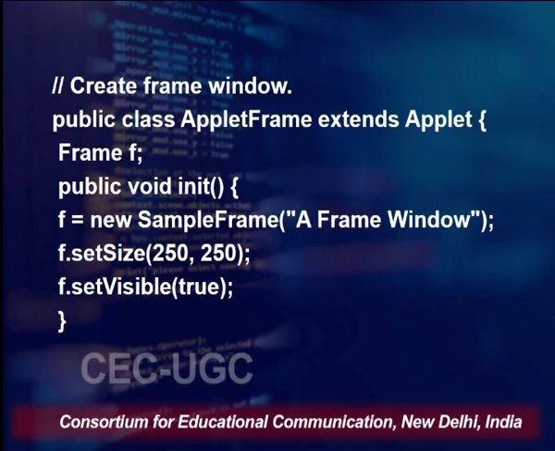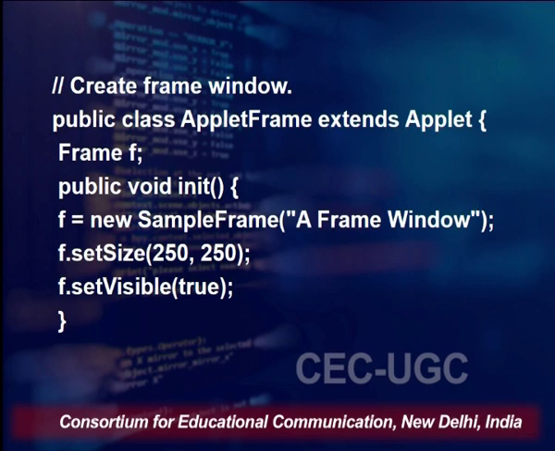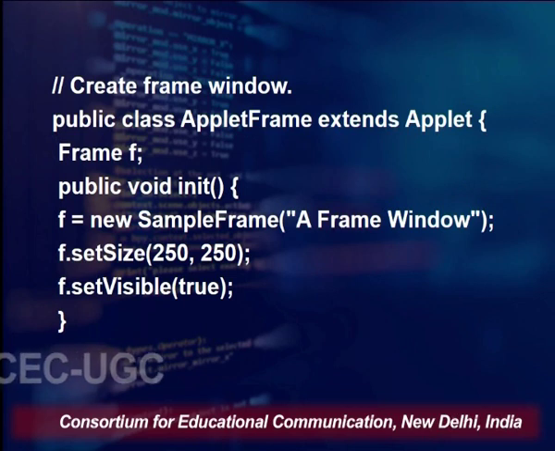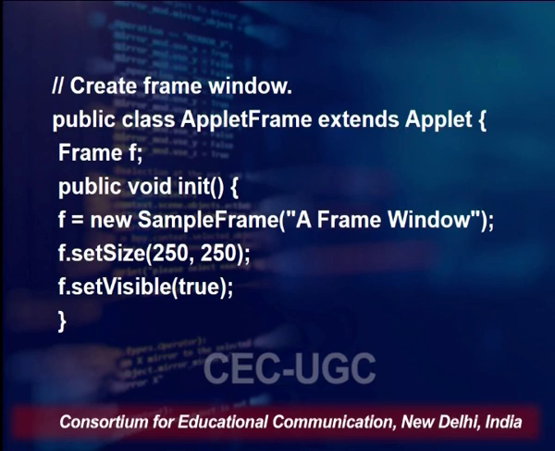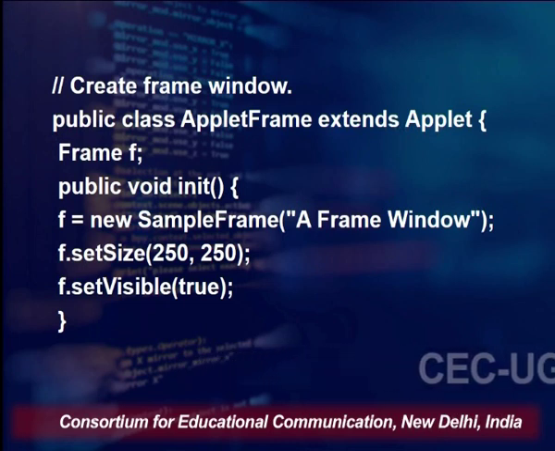So, with this functionality we will create a frame window, and then that frame window will go inside the applet. The functionality of creating the frame window will go inside the applet class, which is going to extend the superclass Applet. So, public class AppletFrame extends Applet, we have a Frame f, and within the init method, and I am sure that you are aware of the initialization init method of the applet life cycle.